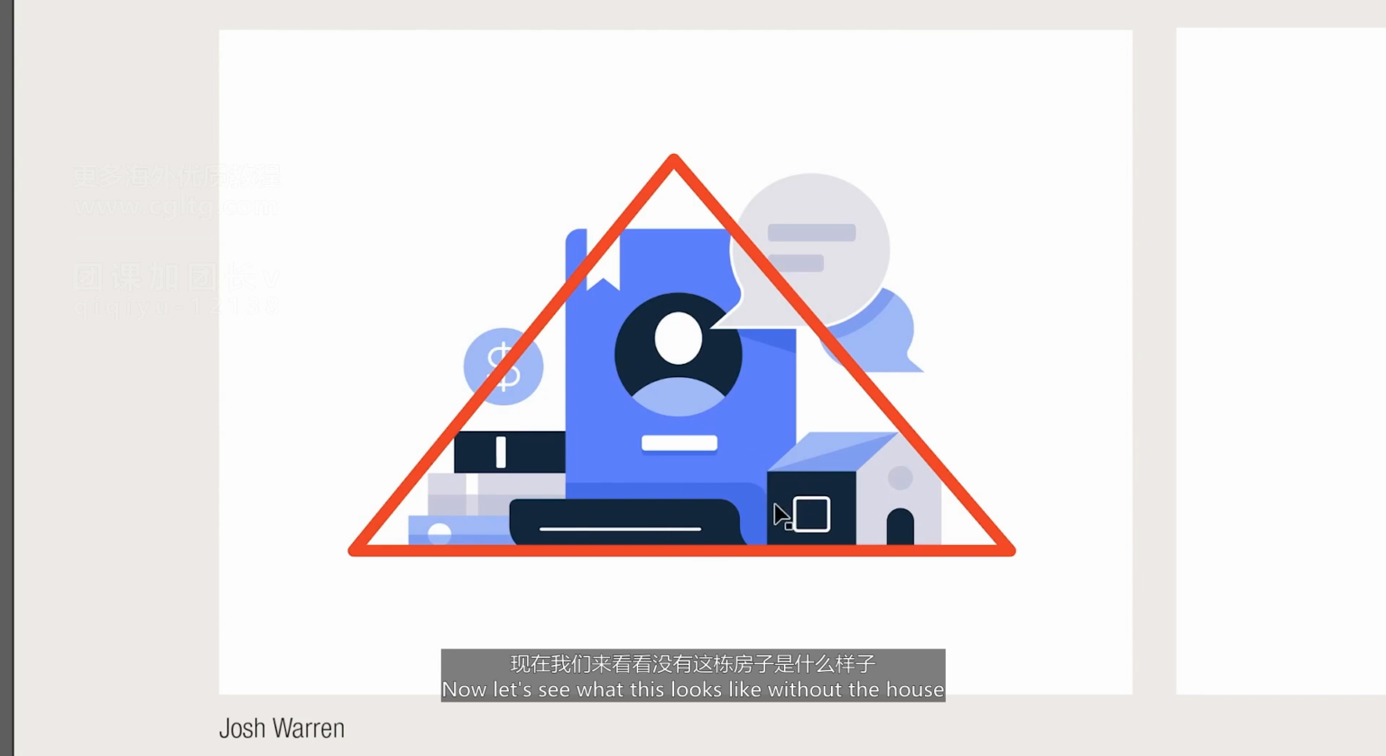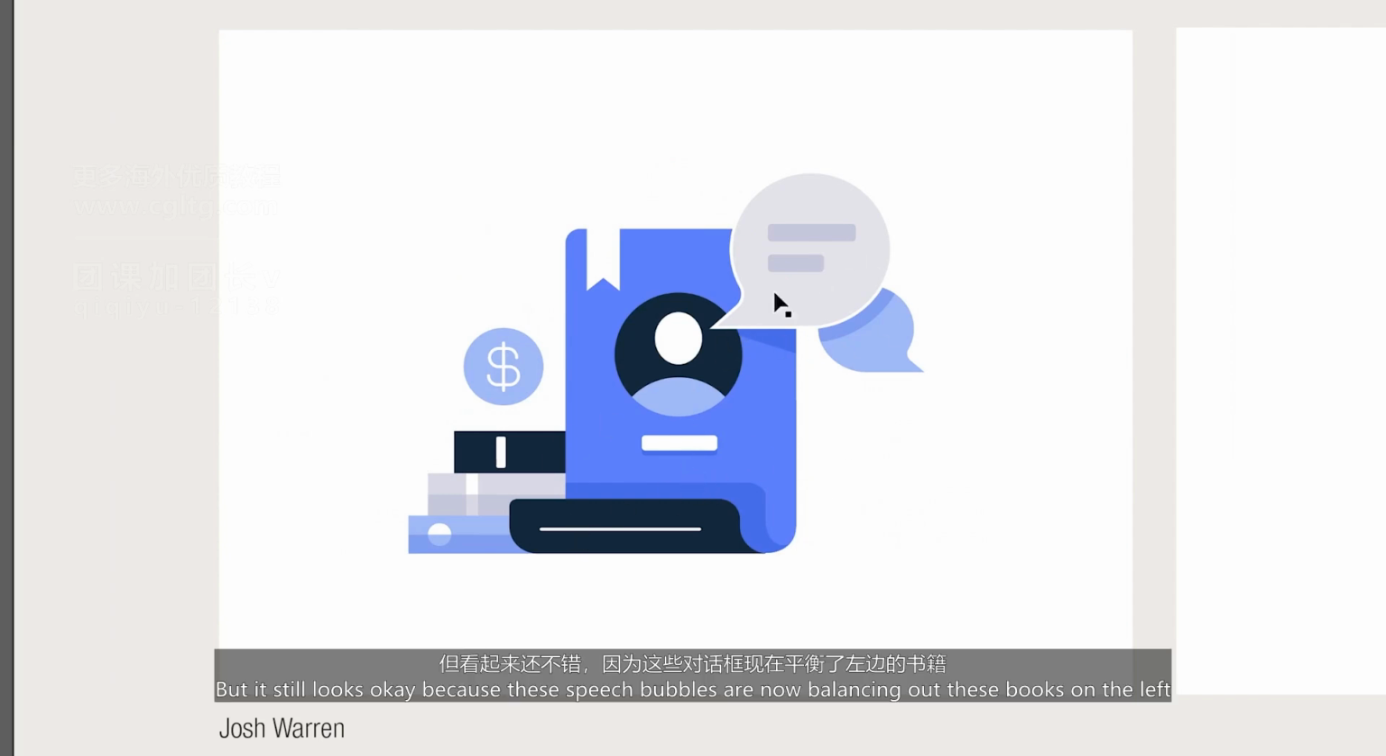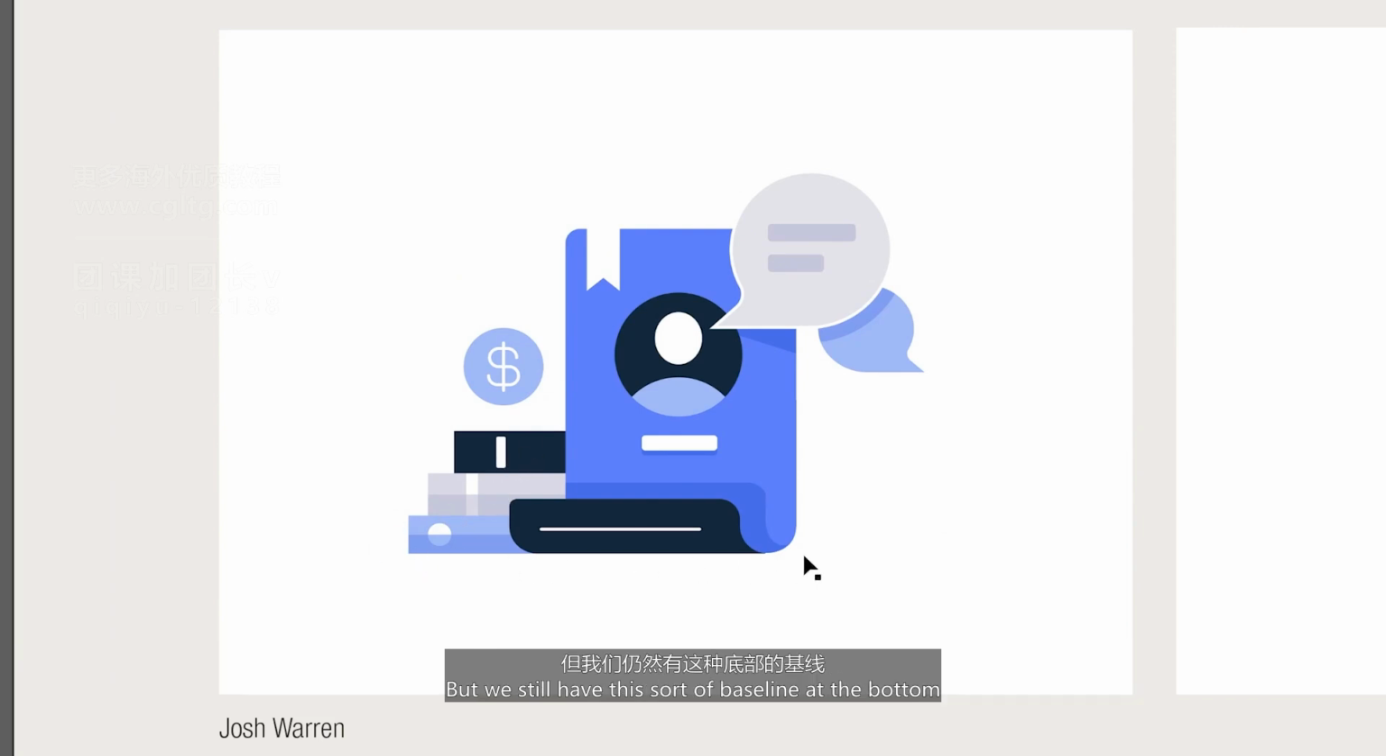Now let's see what this looks like without the house. I'm going to cover it up with some shapes I prepared earlier. Now it starts to feel a little less balanced, but it still looks okay because these speech bubbles are now balancing out these books on the left. But we still have this sort of baseline at the bottom, which makes this feel like a kind of physical edge, and these speech bubbles might want to tip this massive shape over. That's kind of how I feel when I see this.